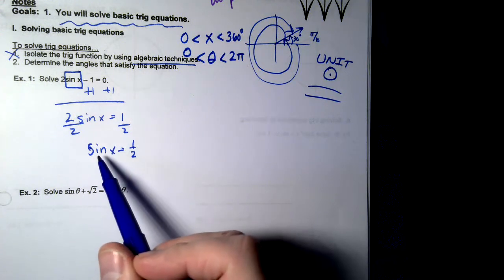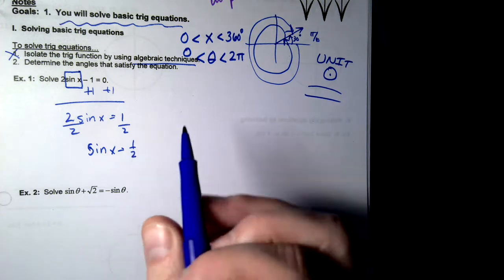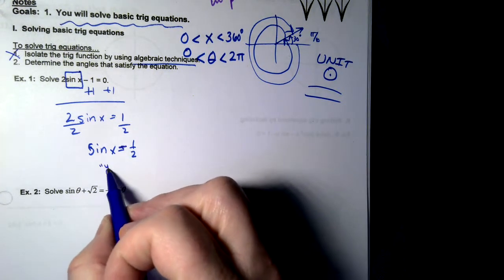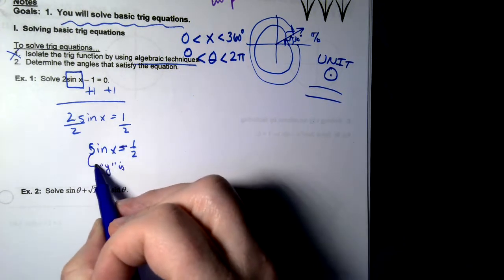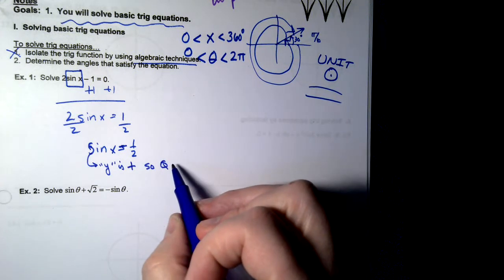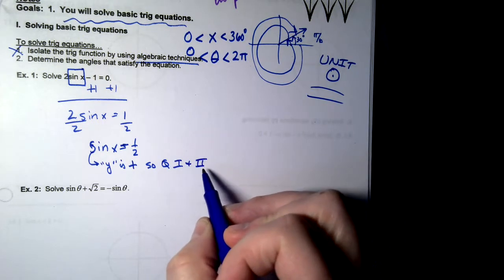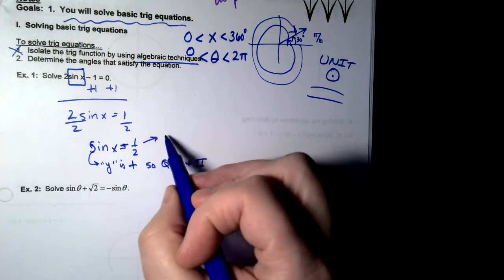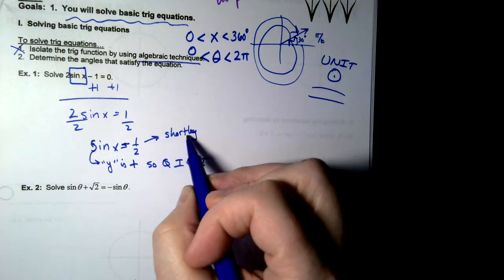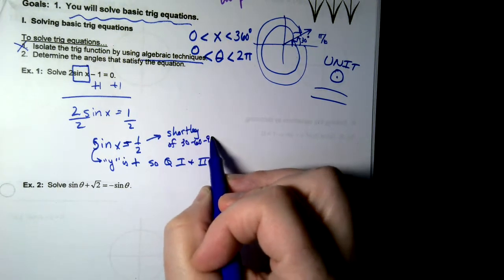In chapter 7, I gave you problems like this. I said, hey, what answers would tell me that sine x is equal to 1/2? Well, you have to think to yourself, y is the sine value, right? Y is positive, so it's in quadrants 1 and 2. Quadrants 1 and 2. 1/2 is the short leg of a 30, 60, 90 triangle.